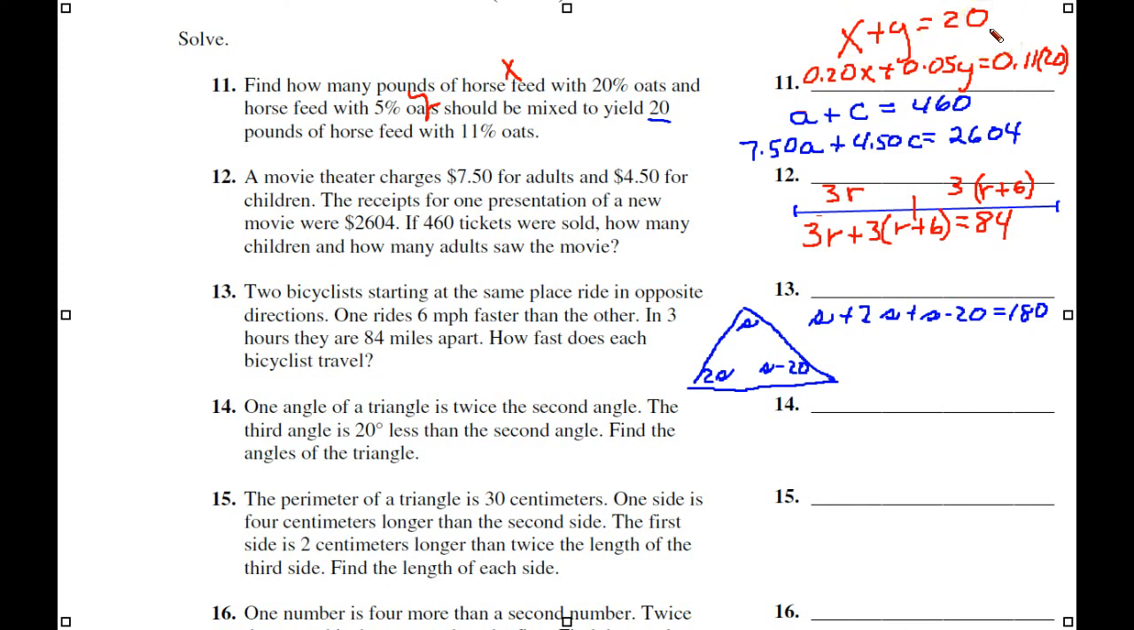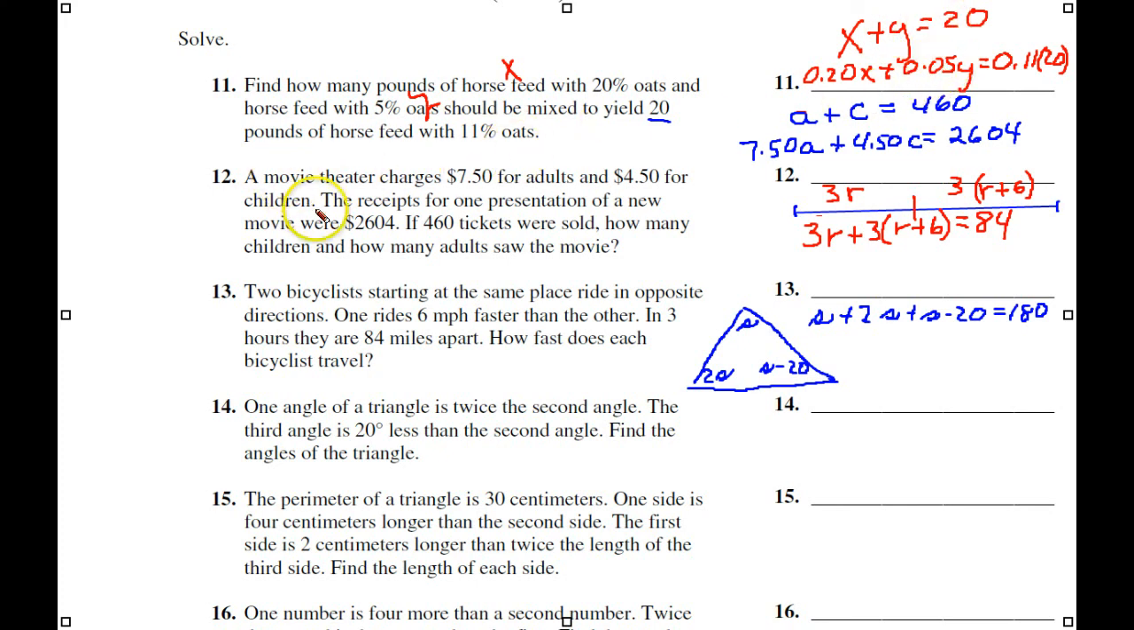Now again, this is a recipe for doing these mixture problems. So 20% of X plus 5% of Y equals 11% of 20. There are your two equations. I would suggest substitution, and I would also get rid of all my decimals down here. So a little bit of chapter 2 and tying it in with two variables.